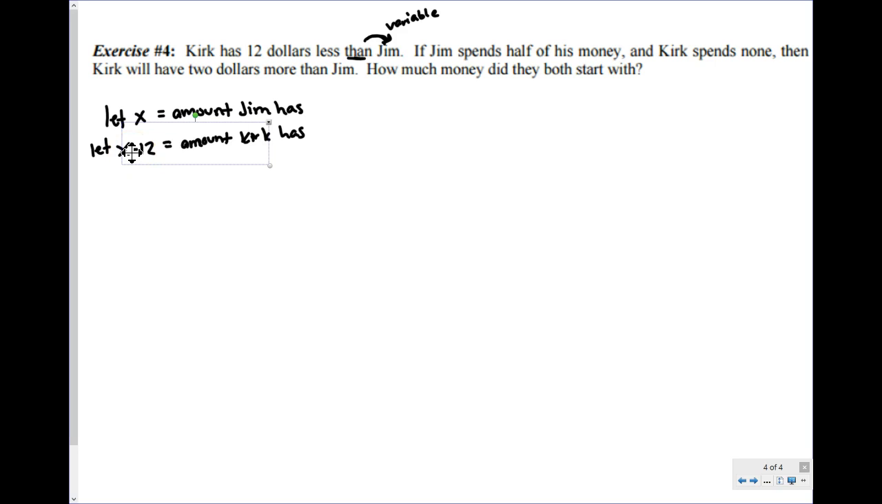And finally, the last thing we need to define is the amount of money Jim has after spending half. So if Jim spends half of his money, he starts off with 20 and he spends half, we're really just dividing that by 2. If I have $20 and I spend half of it, how much do I have left? $10. If I have $4 and I spend half of it, what do I have? 2. So I'm just dividing whatever I start with by 2. So that's where I'm getting this x over 2. And that's going to be the amount of money Jim has after spending half.